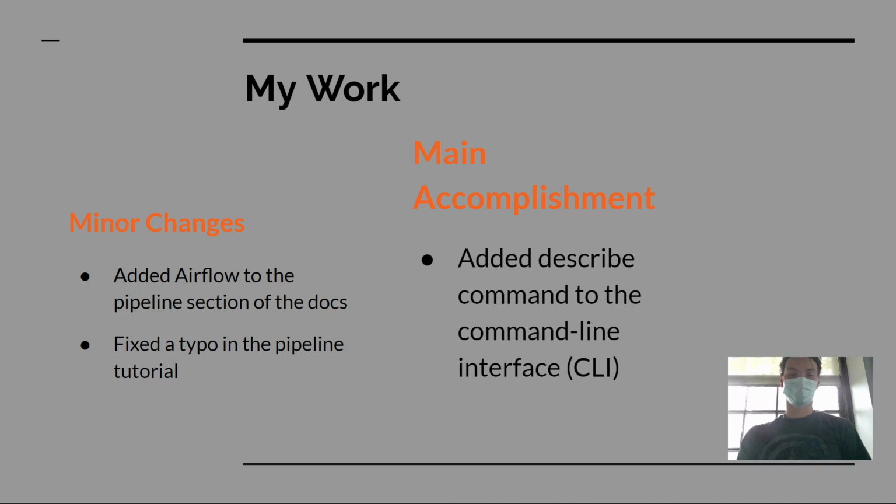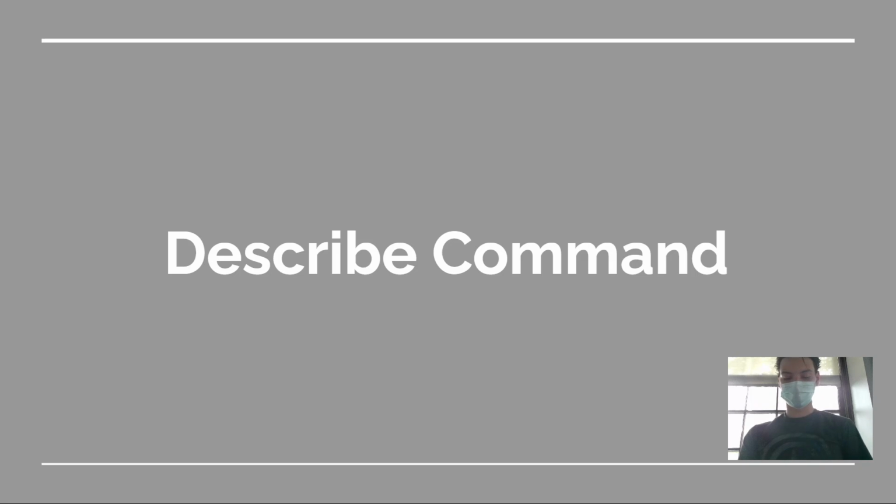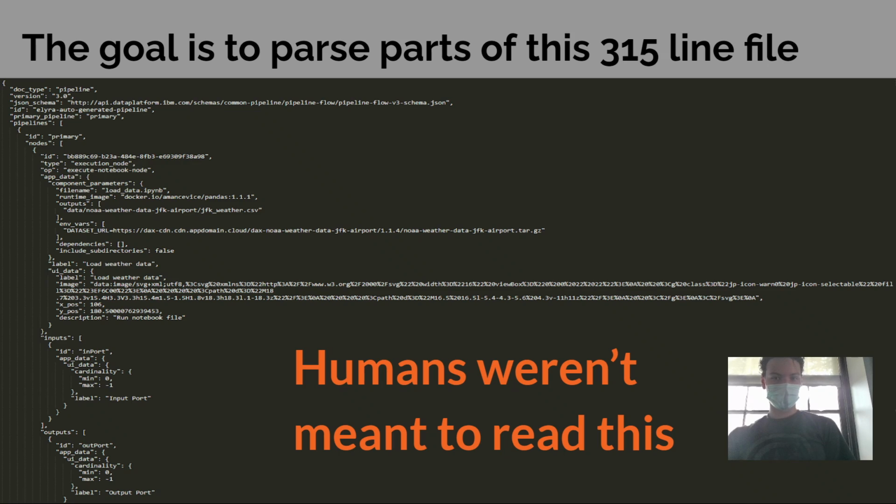So yeah, as far as what I did, my main accomplishment was the describe command, and all the other stuff was pretty much small documentation changes. But yeah, I'll get to the describe command. So describe, the idea is that from the command line, you want to be able to read this file. This file was not meant to be read by humans, clearly. And you may recognize this as a JSON file, which is pretty much just a Python dictionary.